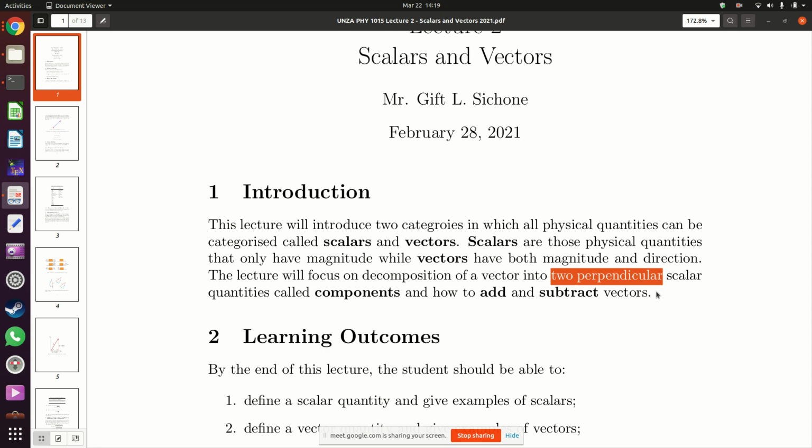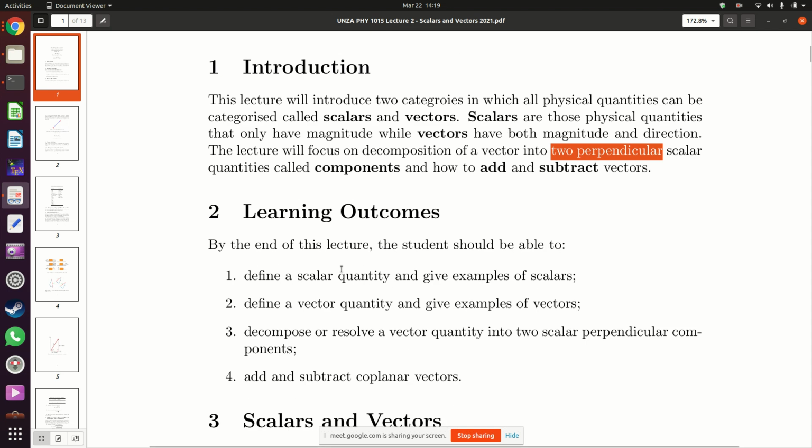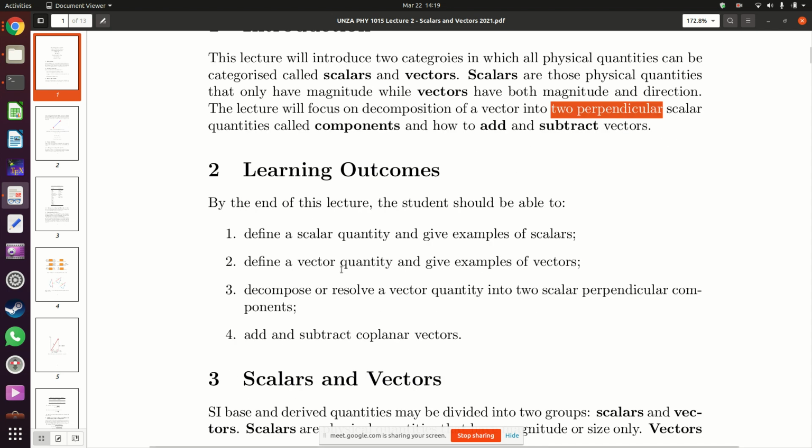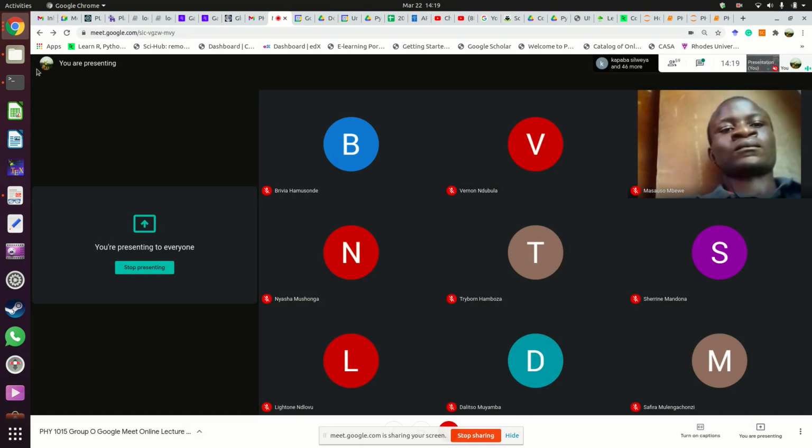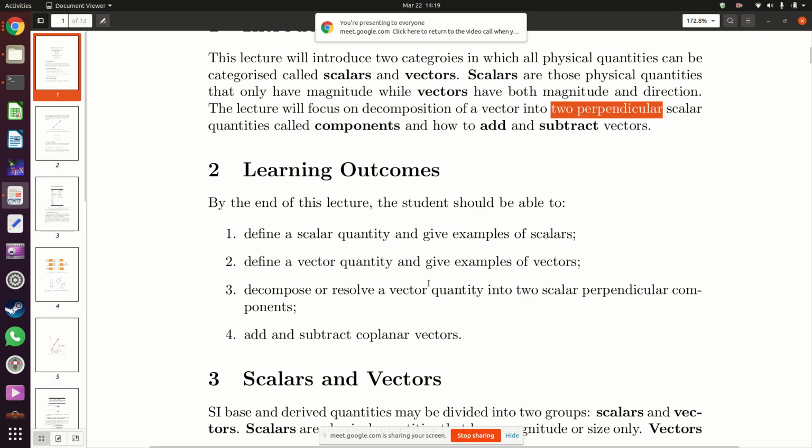So we are going to learn how to break down a vector into what are called components. Then after that, we're going to use these components to carry out addition and subtraction of vectors. So basically, this is the method you're going to use. So, some outcomes. By the time we're done, hopefully over the next two lectures, by Thursday, we should be done with this topic. So we have some objectives.